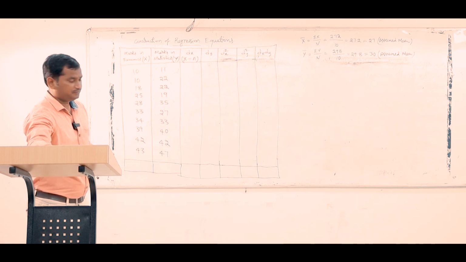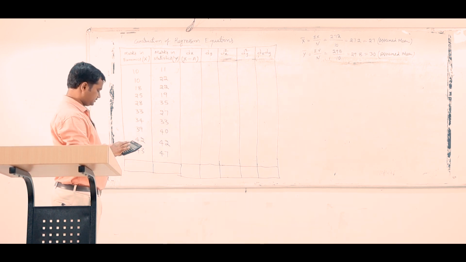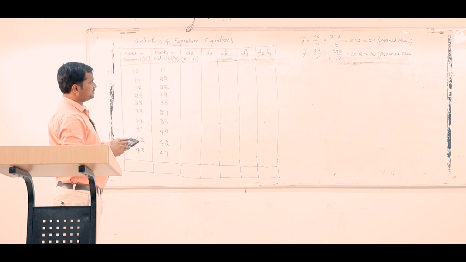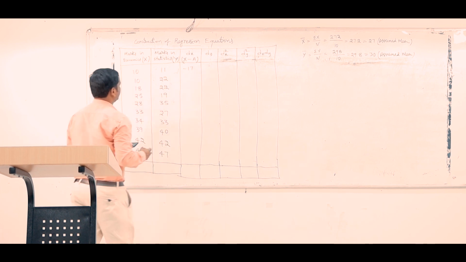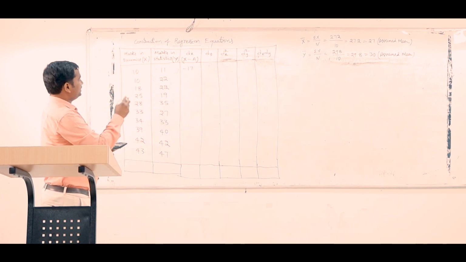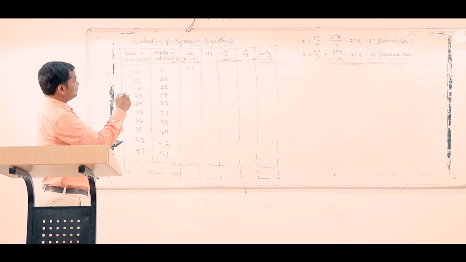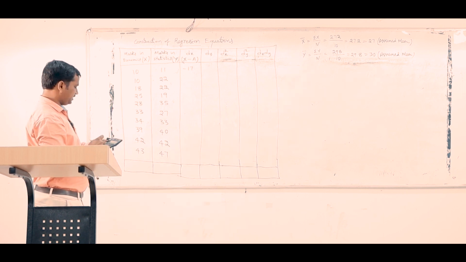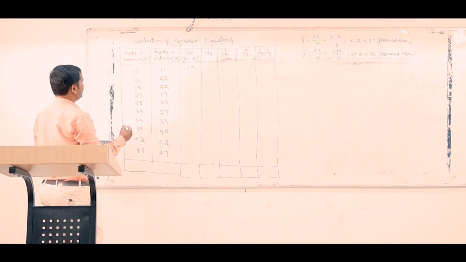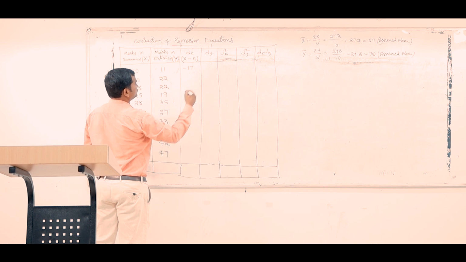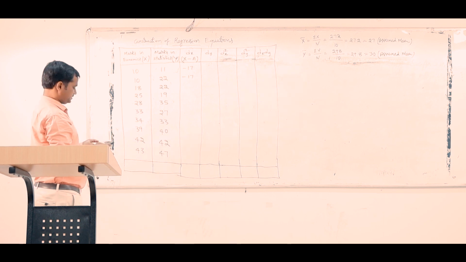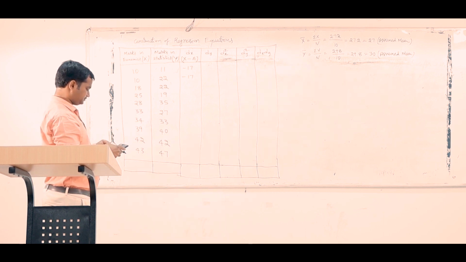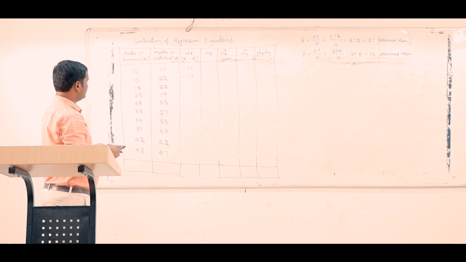See here, the first x value is 10. The assumed mean is 27. 10 minus 27, the value will be minus 17. Like that, every x value should be deducted from the assumed mean. The second value is also 10, which should be deducted from 27. Then it will be 10 minus 27, again minus 17. Next, 18 minus 27 will be minus 9.